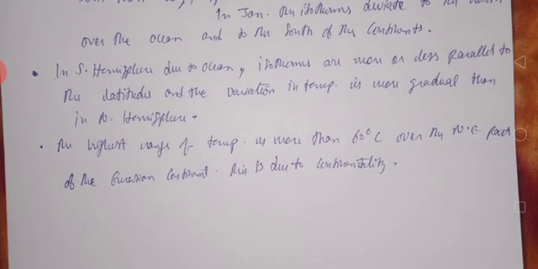Next point. In the southern hemisphere, due to oceans, isotherms are more or less parallel to the latitudes, and the variation in temperature is more gradual than in the northern hemisphere. Next point. The highest range of temperature is more than 60 degrees Celsius over the northeast part of the Eurasian continent. This is due to the presence of continentality.